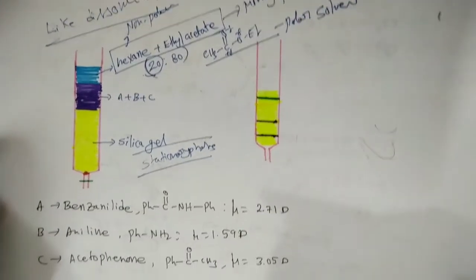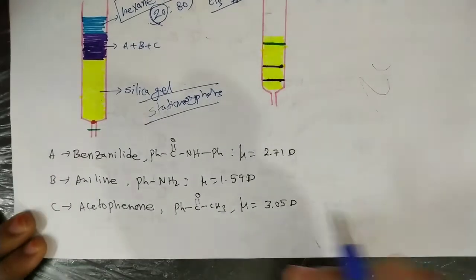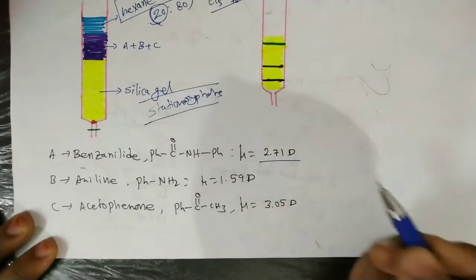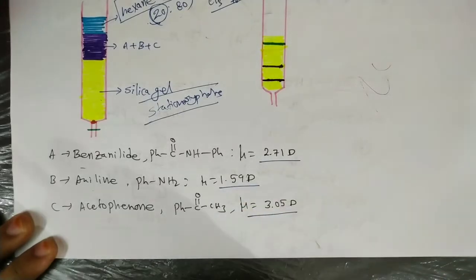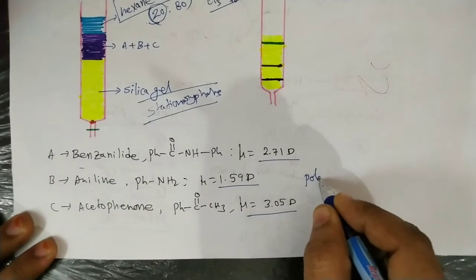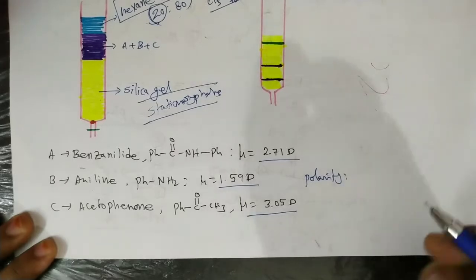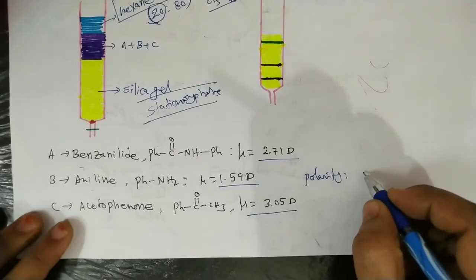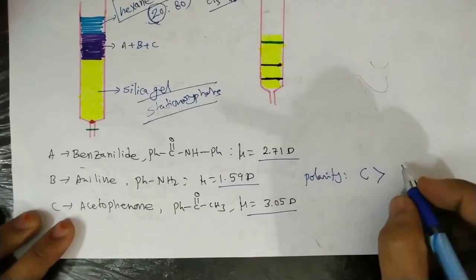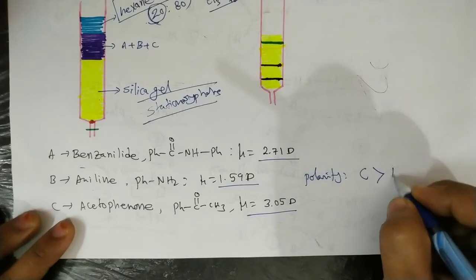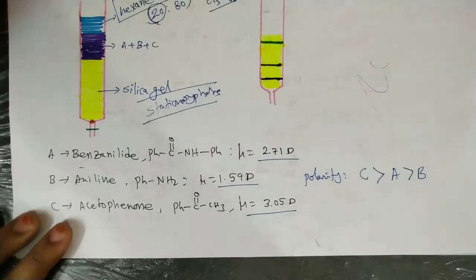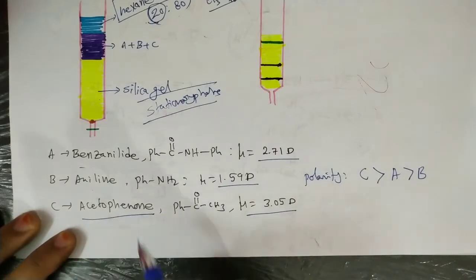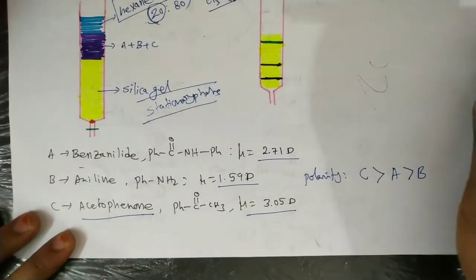Now for the given compounds, the dipole moment order is: benzylamide 2.71, aniline 1.59, acetophenone 3.05. So which one has the higher polarity? Polarity is directly proportional to dipole moment. That means acetophenone C is first, next benzylamide A, and the least polarity is aniline B. So acetophenone is the most polar compound.